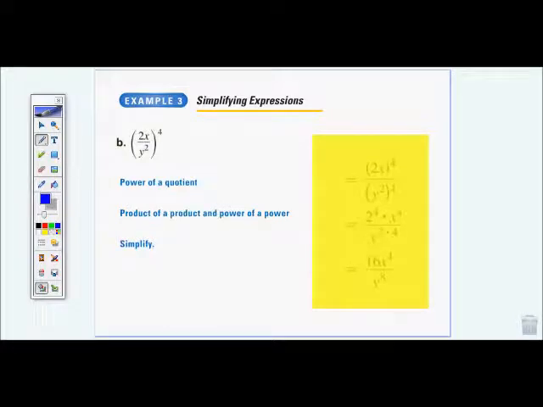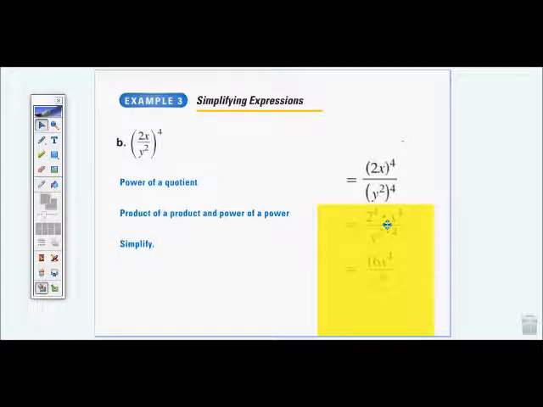Now simplifying another one, this time we're going to raise it to a power. So we're going to do the power of a quotient first of all. Both the numerator and the denominator are being raised to the fourth power. So we have 2x to the fourth and y squared to the fourth. Now we need to use our product rules from the first lesson. Because it was raised to a power, that exponent outside of the parentheses is applied to each term.